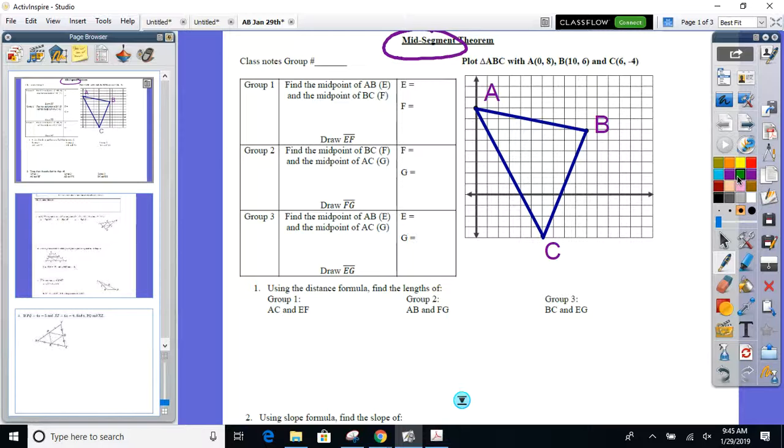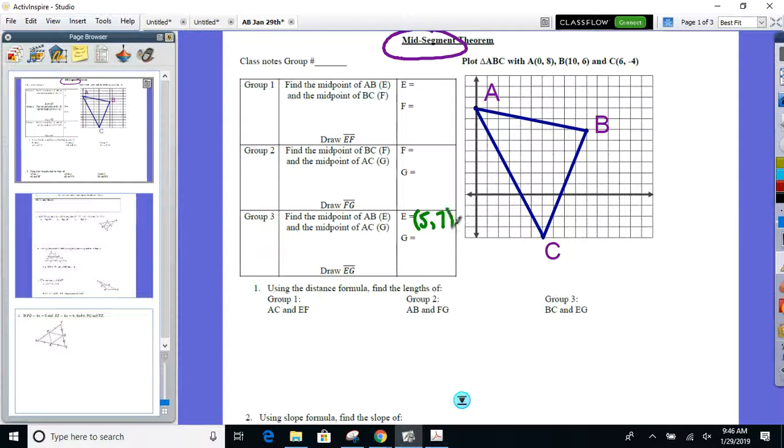Make sure your points are actually on your lines. I'm going to go backwards here. Group 3, what did you find for point E? Anybody from group 3? What did you find for point E? You're pretty confident? 5, 7.